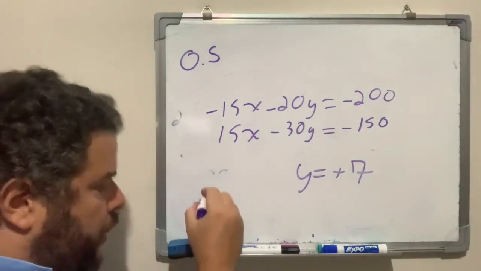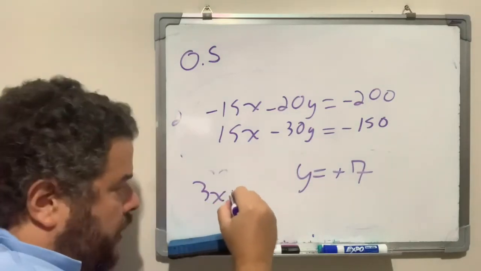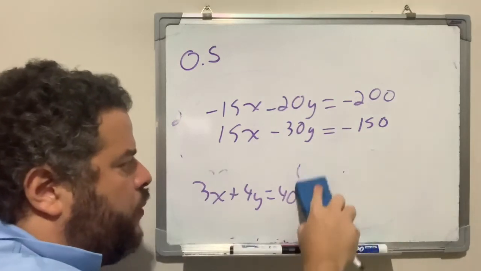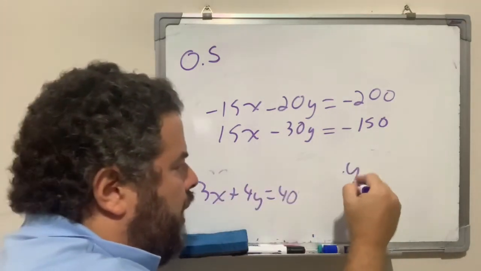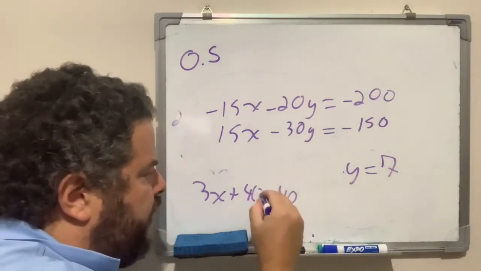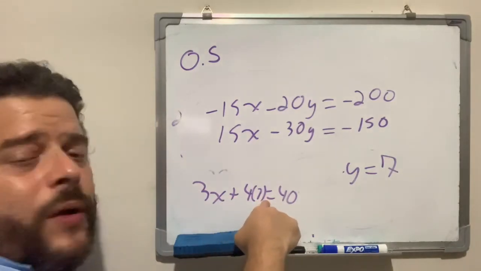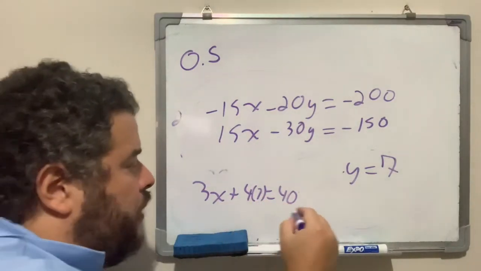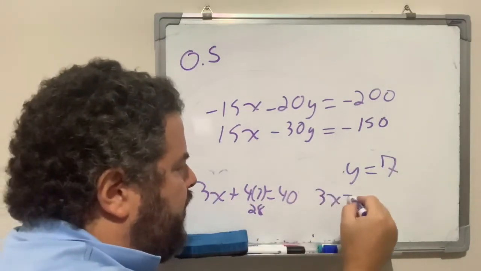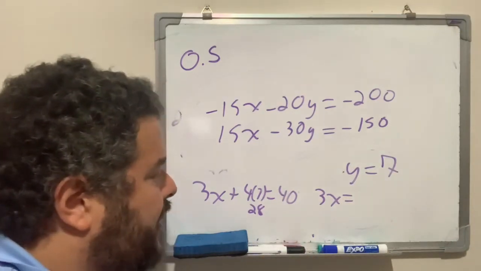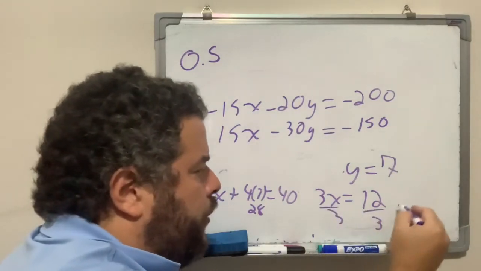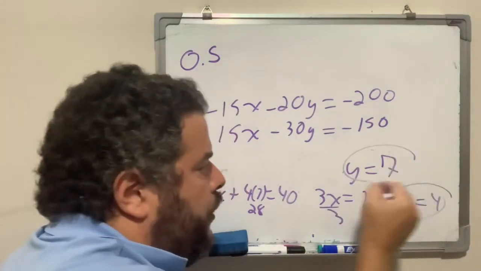Let's plug it into the original 3x plus 4y equals 40. Again, this is the equation where I doubled everything to get rid of the decimal, and I know my y equals 7. I'm going to change my y for 7 here. 4 times 7 is 28. When I isolate, I get 3x equals 40 minus 28, which is 12. Divide by 3, divide by 3, x equals 4. And there is your solution.